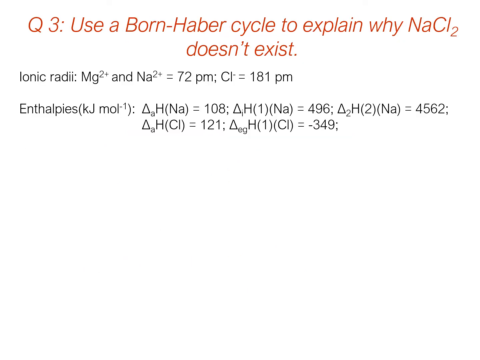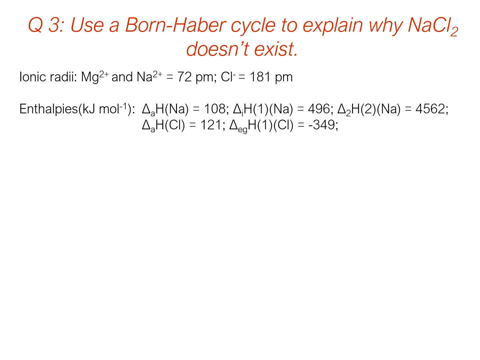So question 3 is asking us to use a Born-Haber cycle to explain why sodium chloride, as in NaCl2, dichloride should I say, doesn't exist. So this will be the longest question because it's got quite a few steps to do what seems like a simple question. So I've got all the information from the book at the top here. I've written ionic radii Mg2+ and Na2+ as 72. This is just because the book doesn't give you the value of sodium and tells you to take the value of magnesium. So we're not doing anything with magnesium, but just to make clear that the Na2+ radius isn't really 72.